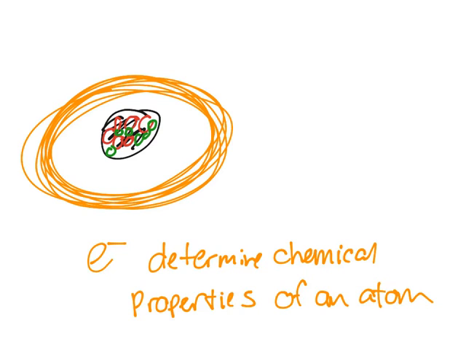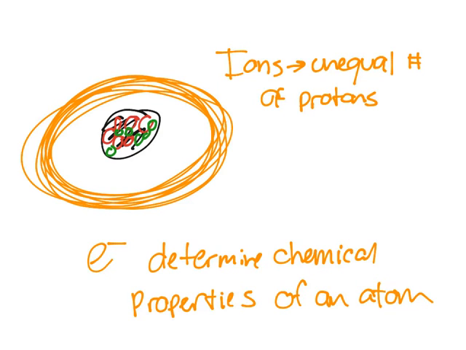And so if you have an unequal number of protons and electrons, you have ions. So ions have an unequal number of protons and electrons. And there are two types of ions. There are anions, which have one less.